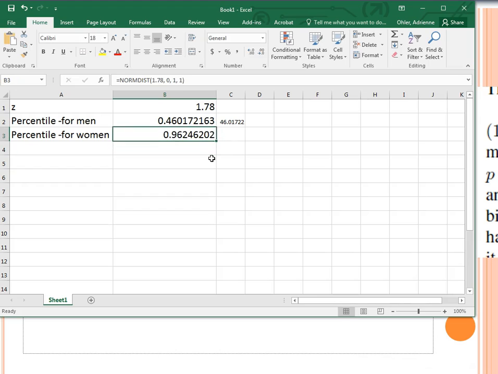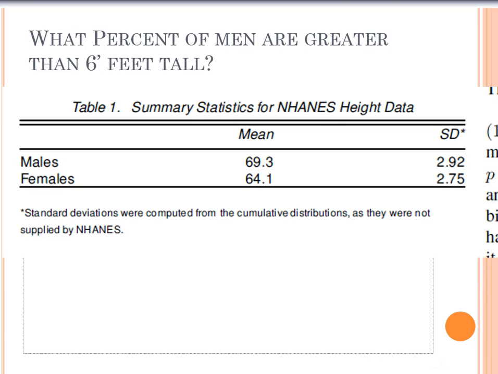When we hit enter, we're going to get a number between 0 and 1. And when we times that by 100, we will get the percent of women. So 96% of women are less than a height of 5'9". The last thing I want to do then is show you how to use a z-table to also solve these sorts of problems. So I'm going to go through two more problems then using a z-table instead.